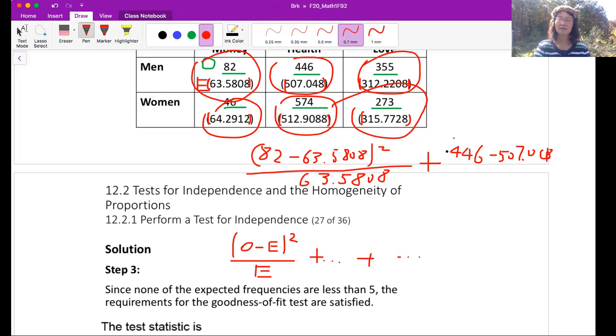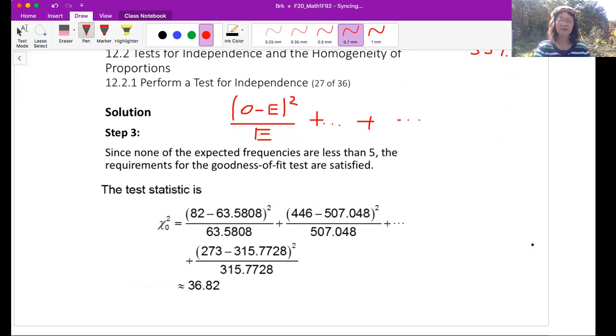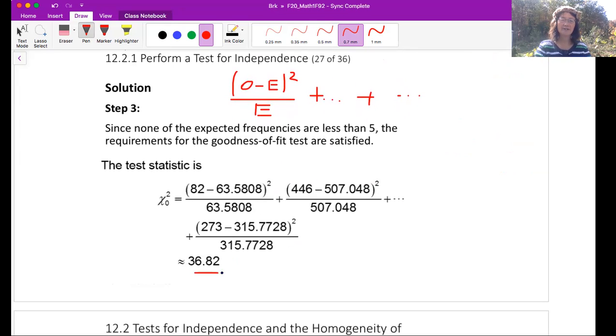Square it. Divide by E, 507.048. Okay, so you keep on going. And the result you get is 36.82. That is your test statistic.